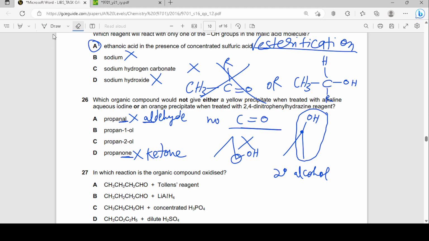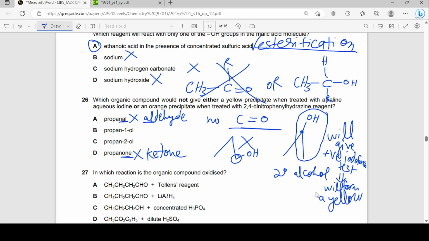Oh wait, they're asking about not, right? So this will give a positive iodoform test, which means it will form a yellow precipitate with the alkaline aqueous iodine, because it's a secondary alcohol with an adjacent methyl group. So this cannot be the answer, because the question asks for one that would not give either a yellow or orange precipitate. So the answer must be propan-1-ol, because it's actually a primary alcohol.